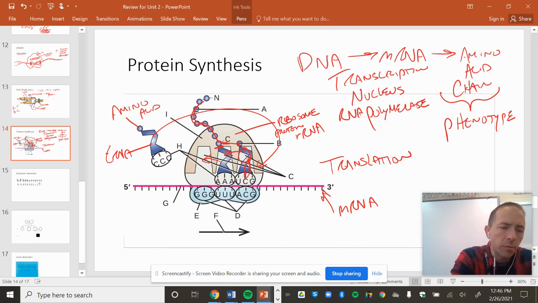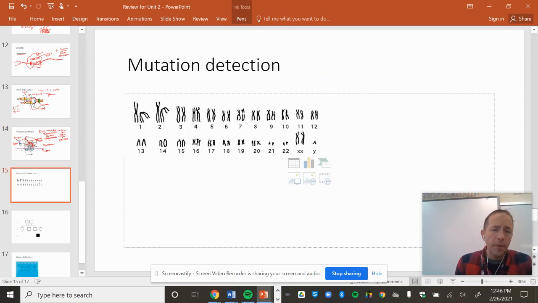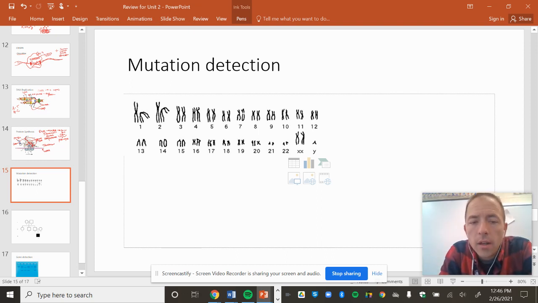So there's a lot of different things your protein does. All right, another picture you'll be able to see is something like this, and this is connected with mutation detection. So remember, this is a karyotype, and what you need to be able to discern is that there should be 2 chromosomes per number, and if that's off, that's a problem. And you can see here, this one is off, right?